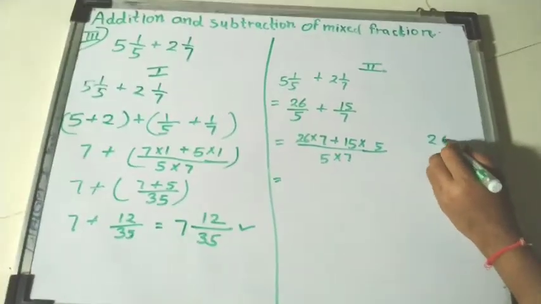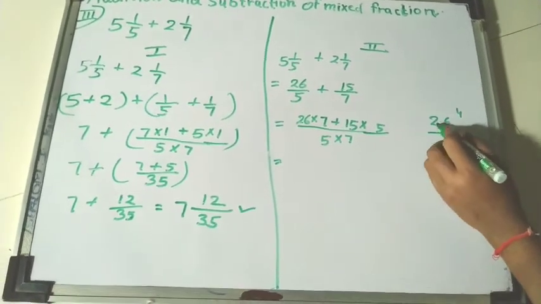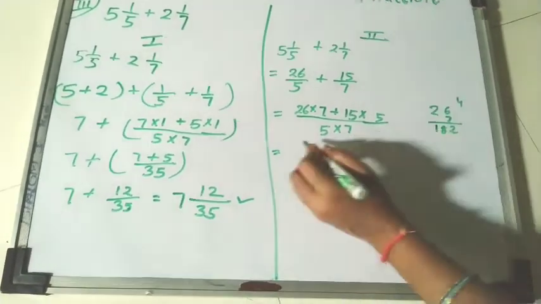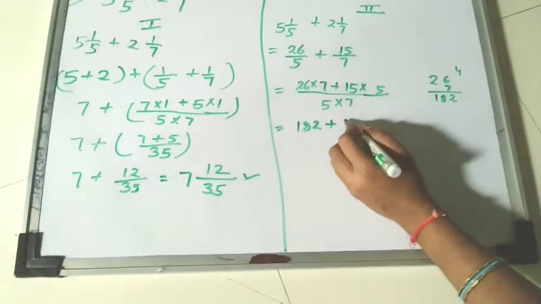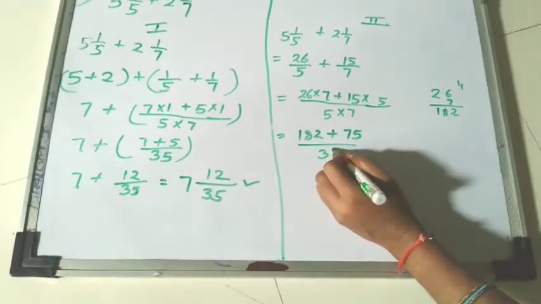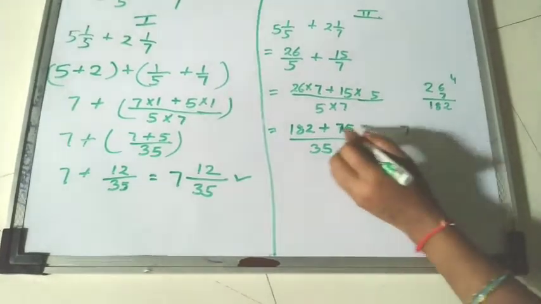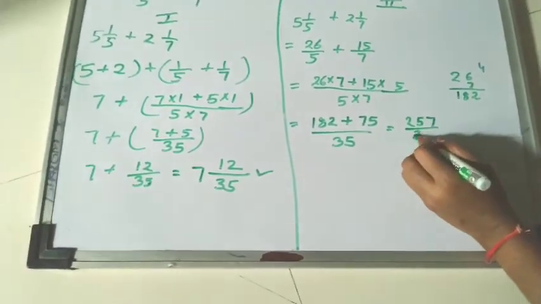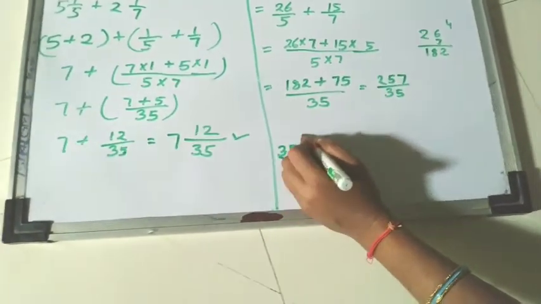You can multiply. 6 7s are 42, 4 7s are 28, and 14 and 4 is 18, 182, plus 15 5s are 75, divided by 35. How much? Add 2 plus 5, 7, 8 plus 7, 15 and 2, 257 by 35.